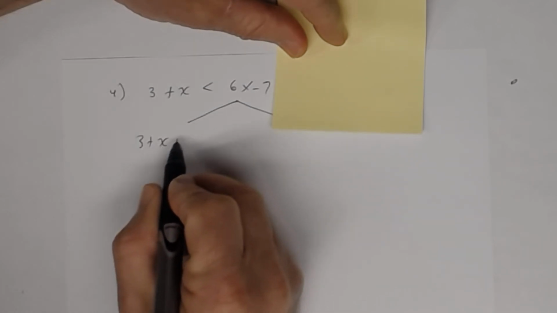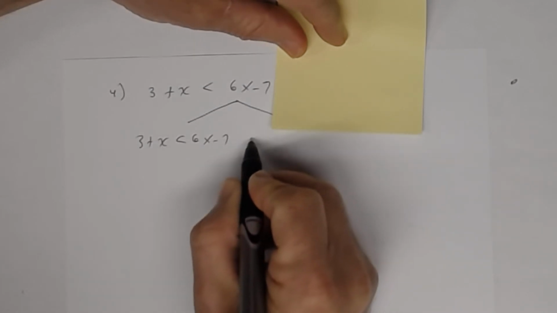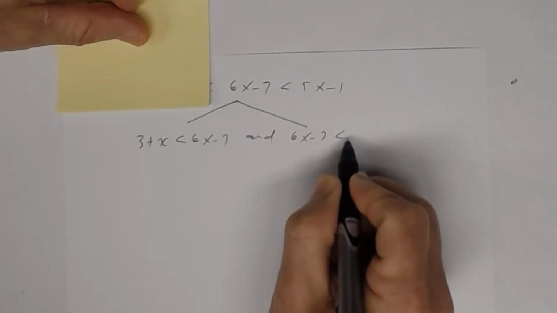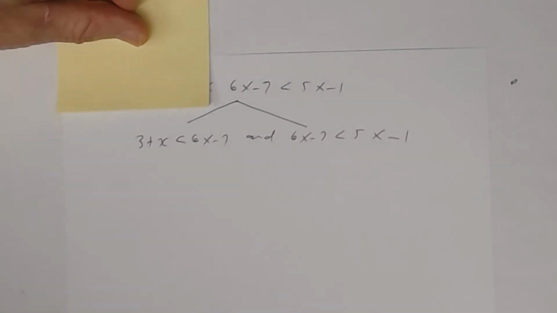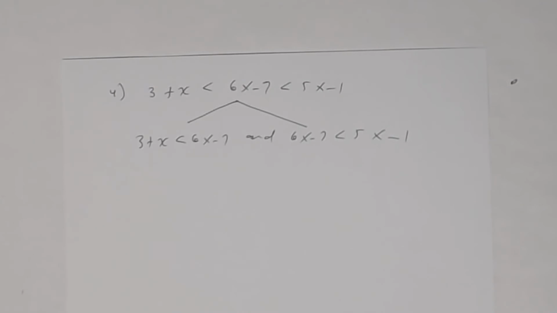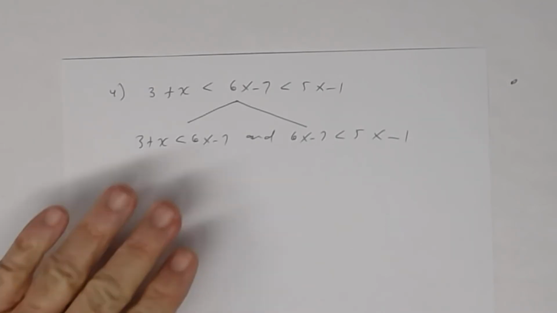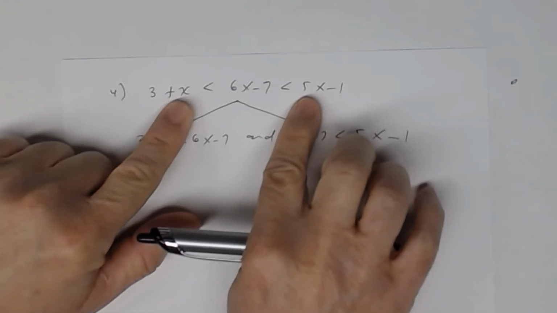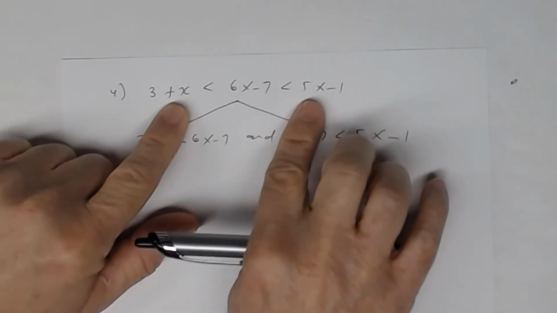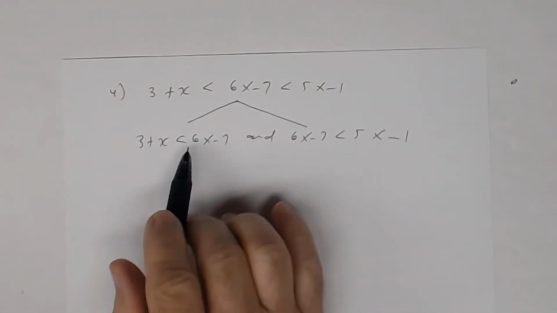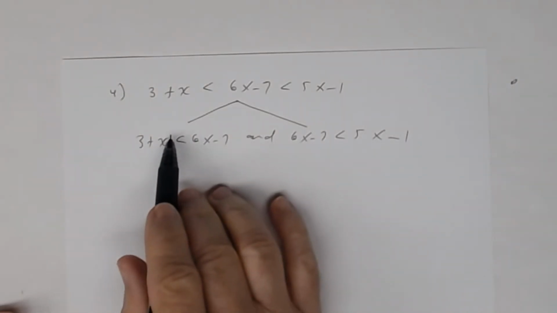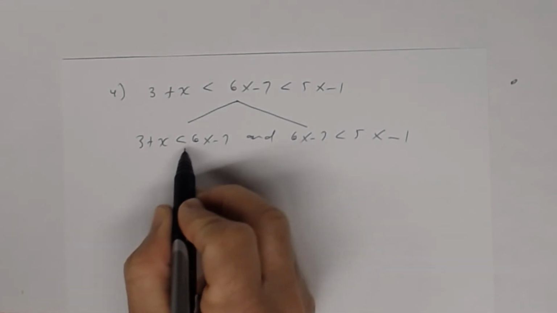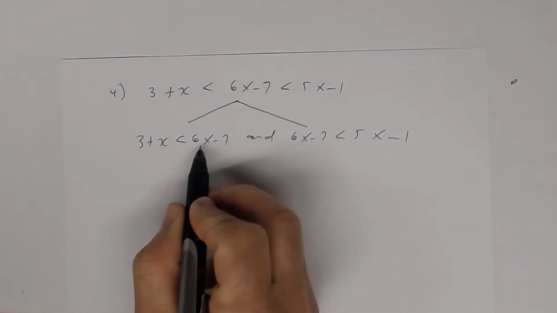3 plus x is less than 6x minus 7, and at the same time, 6x minus 7 must be less than 5x minus 1. All right, so the only way you can do this one is using that first approach only, since the variable terms on the outside are not identical. This is x, this is 5x. Okay, so now we're going to solve each simple inequality individually.